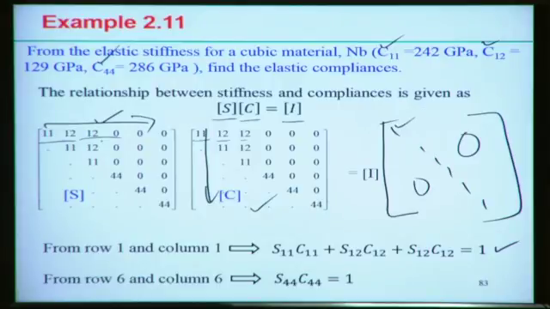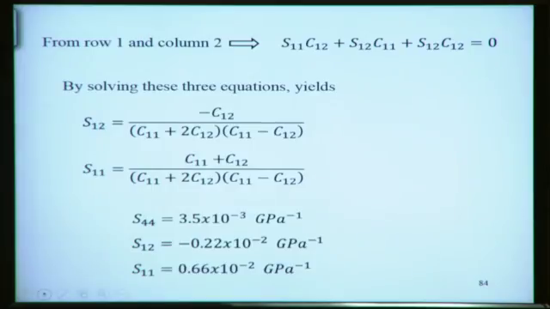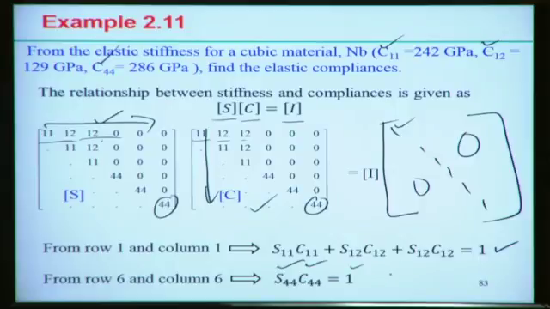Similarly, row 6 and column 6, if you look, S44 C44 equal to 1. So we get 2 equations. Next equation, from row 1 and column 2, we can find out this equation equal to 0. Now by solving these 3 equations straightforwardly, we can find out the relation between S12 and S11 in terms of C. And once we evaluate S12 and S11, S44 can also be directly correlated, that S44 equal to 1 by C44.